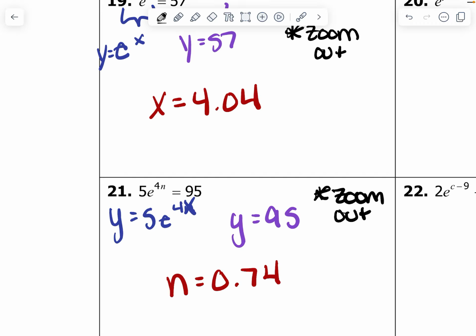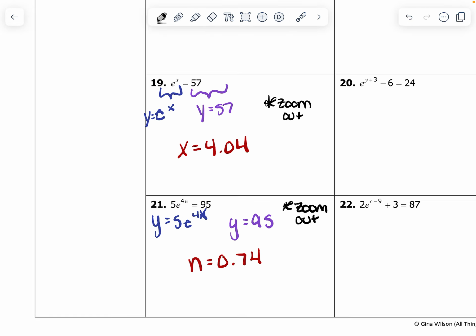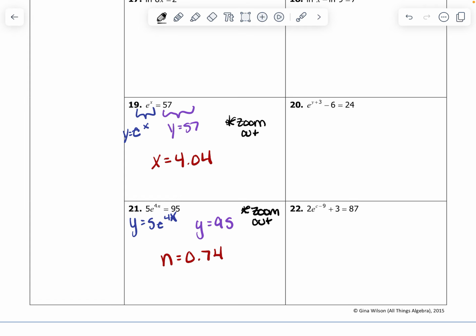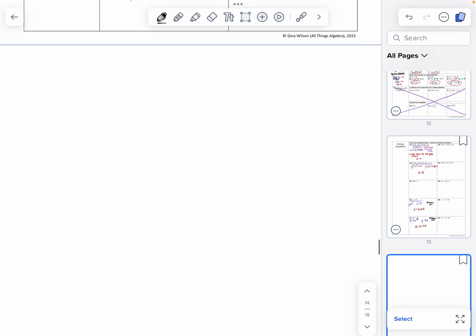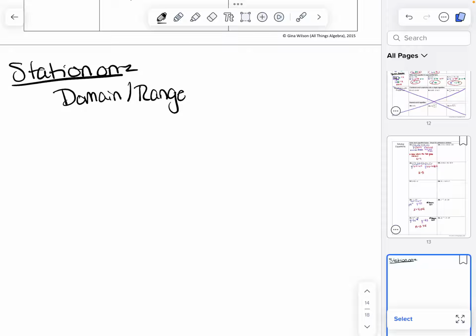So you are going to be doing a hallway activity. There are 8 stations, and in each station you are doing 3 to 4 questions. I'm going to add a page in station 1. You are going to be finding the domain, the range, the end behavior, and the y-intercept and asymptote.